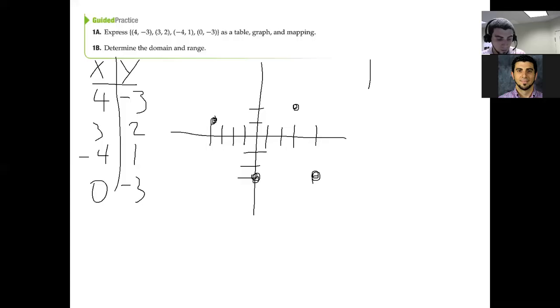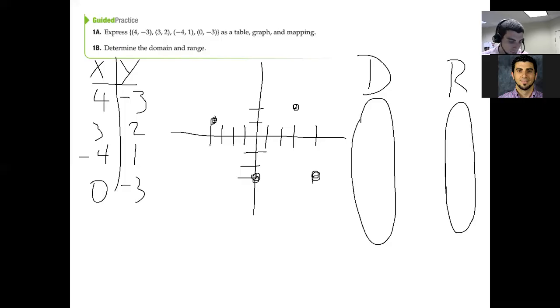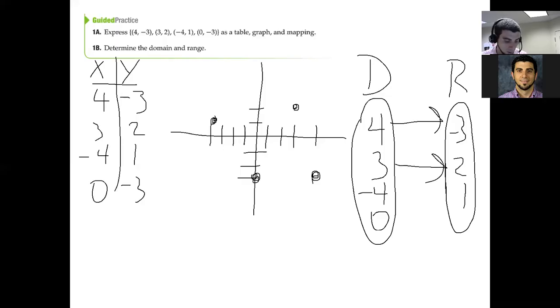A mapping, I'm just going to put a D and a R. Put some bubbles. The domain is 4, 3, -4, 0. And the range is -3, 2, 1. 4 goes with -3. 3 goes with 2. -4 goes with 1. And 0 also goes with -3.